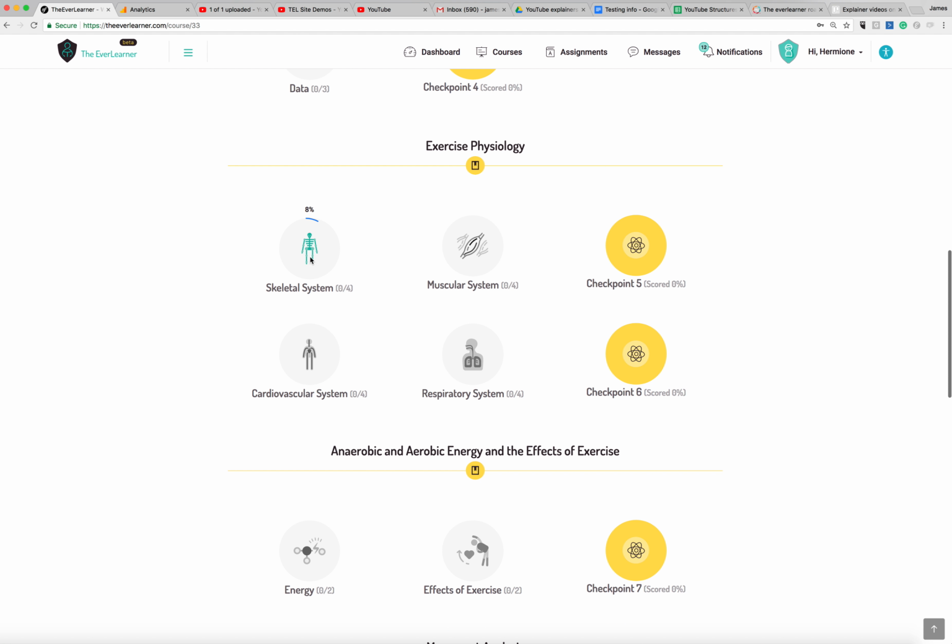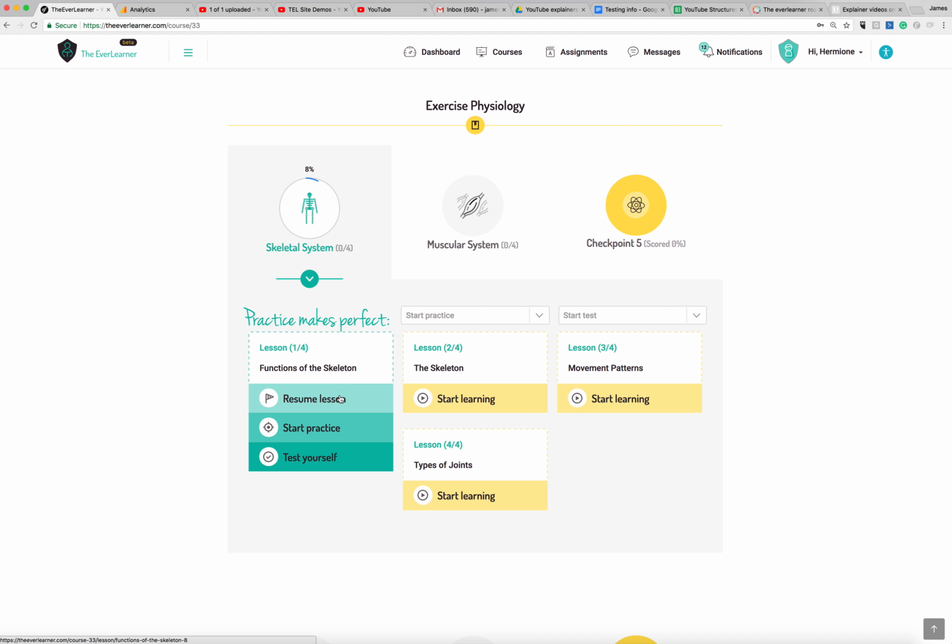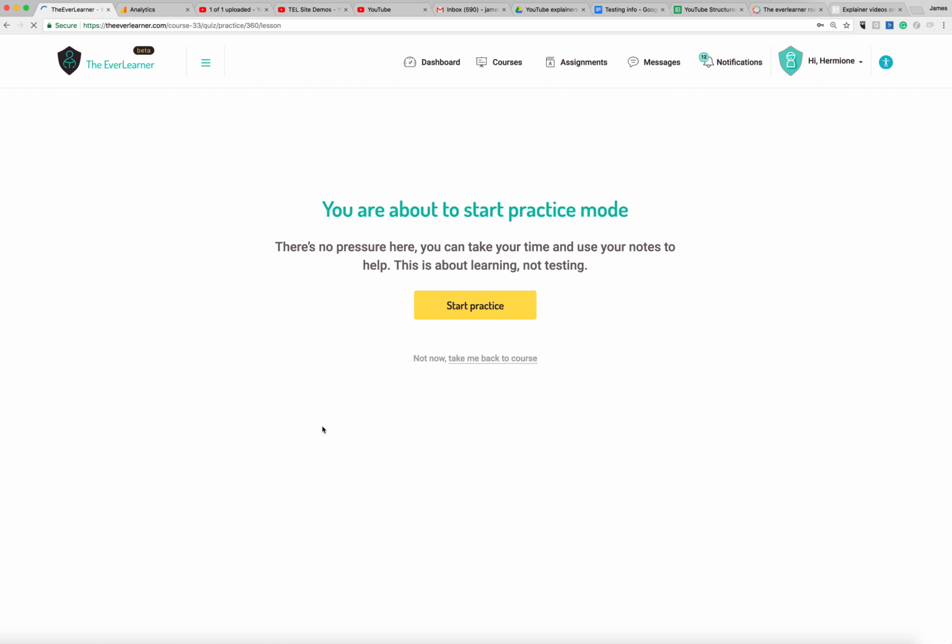And I feel a little bit like skeletal system is important to me. I've watched a bit of the tutorial, but I don't want to take tests just yet. I want to have a little go at having some practice. And by hitting here, I can do exactly that. So I go into this practice. There's no pressure here. You can take your time and use your notes to help. This is about learning, not testing.